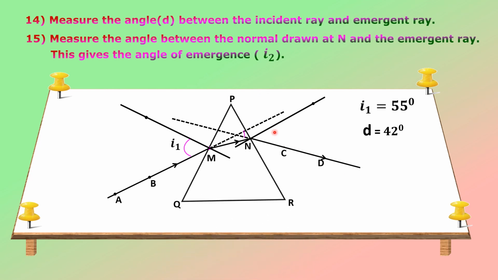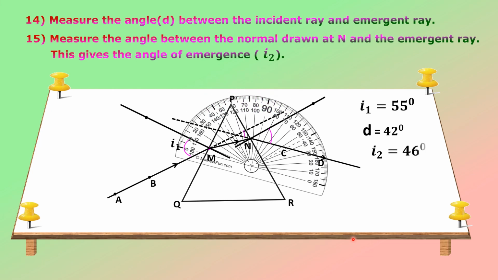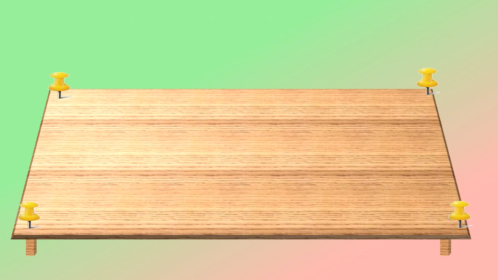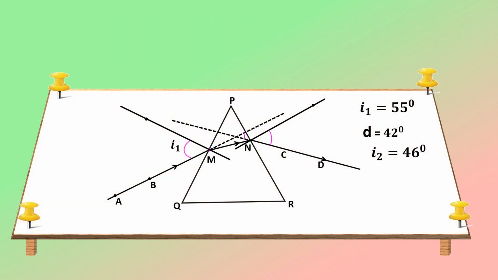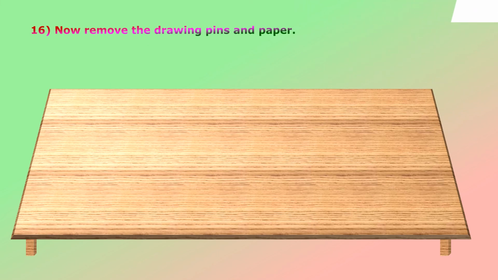Similarly, let us measure the angle of emergence. That is, this is the angle of emergence. So it is 46 degrees. So A plus D, A is 60 plus D is 42. Now remove the drawing pins and paper from the drawing board. So this is the fifth case.